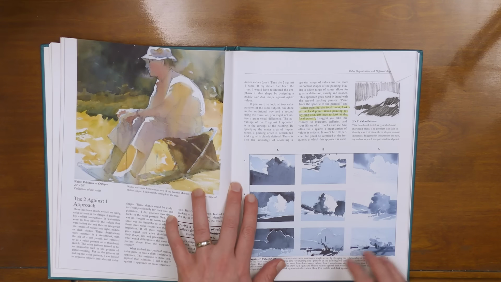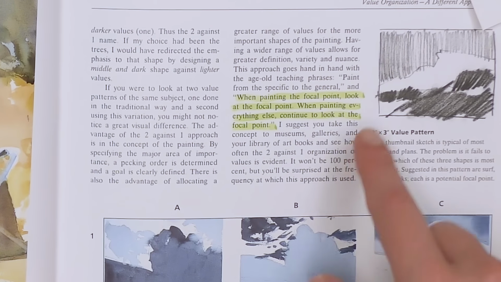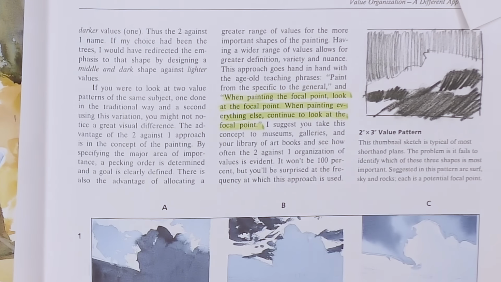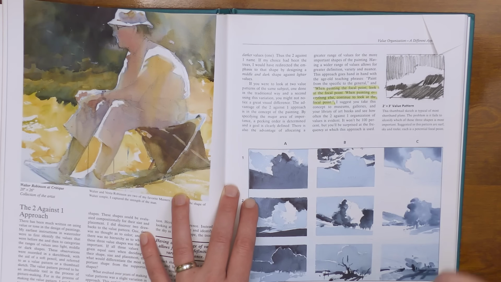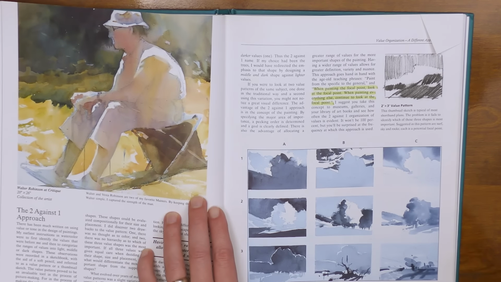Now, here he's talking about the focal area, and he says, when painting the focal point, look at the focal point. When painting everything else, continue to look at the focal point. And he is quoting here. I'm not sure who said that originally, but that is a great thing to keep in mind.